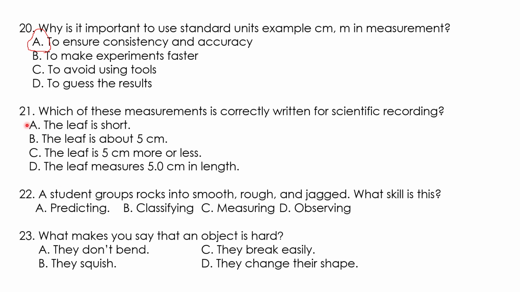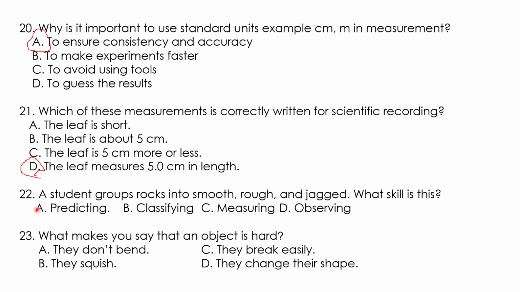Next, for number 21. Which of these measurements is correctly written for scientific recording? A. The leaf is short, B. The leaf is about 5 cm, C. The leaf is 5 cm more or less, D. The leaf measures 5.0 cm in length. What is your answer? The correct answer is letter D. The leaf measures 5.0 cm in length.